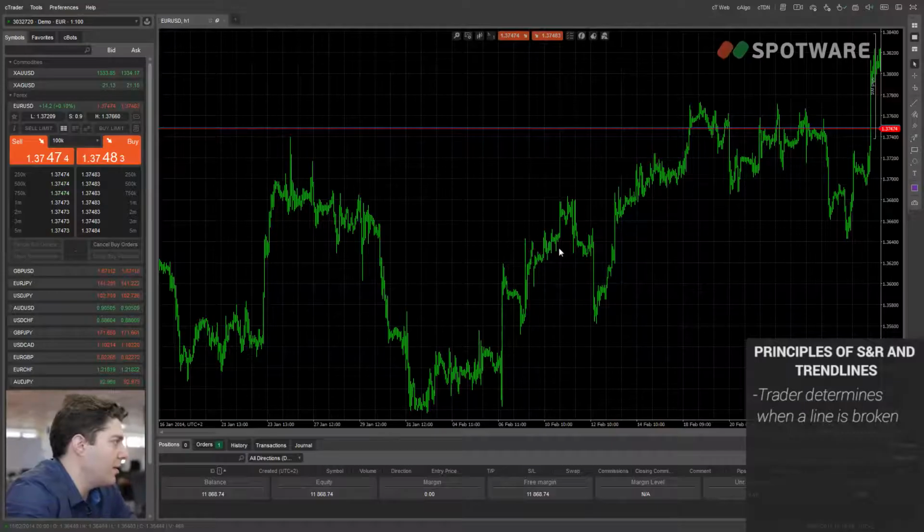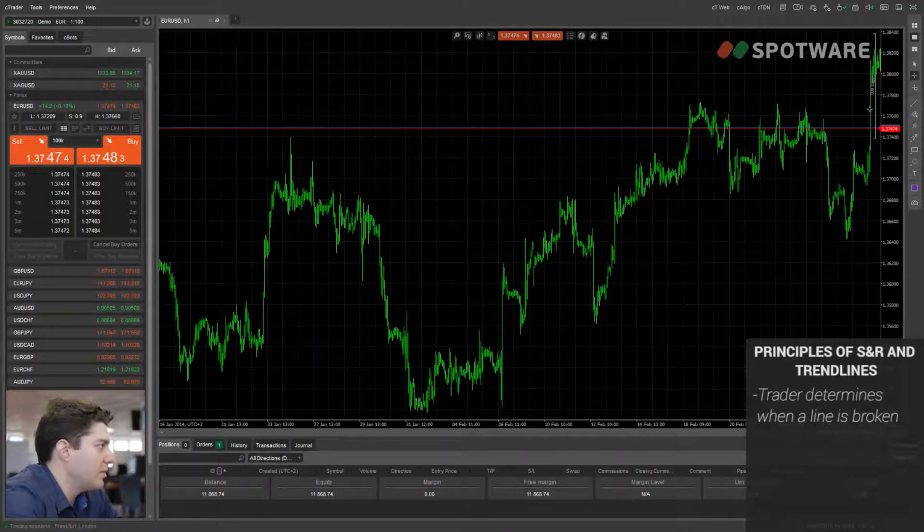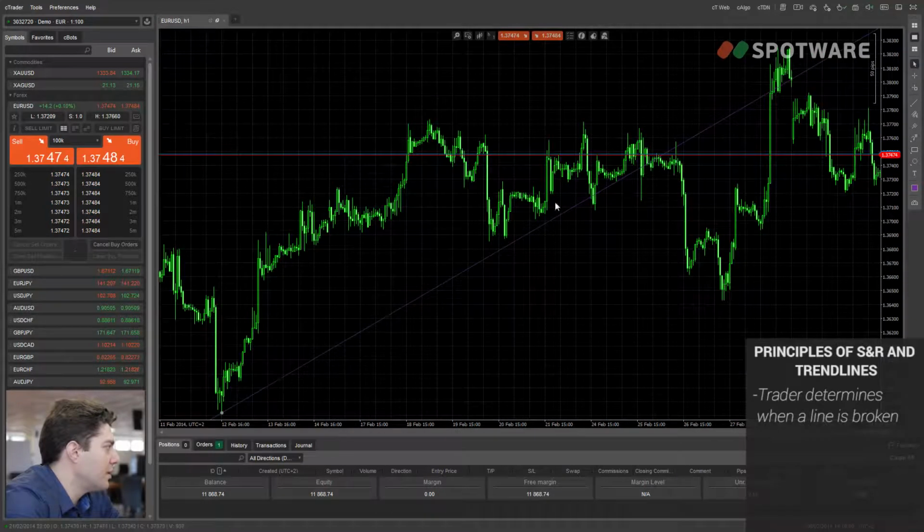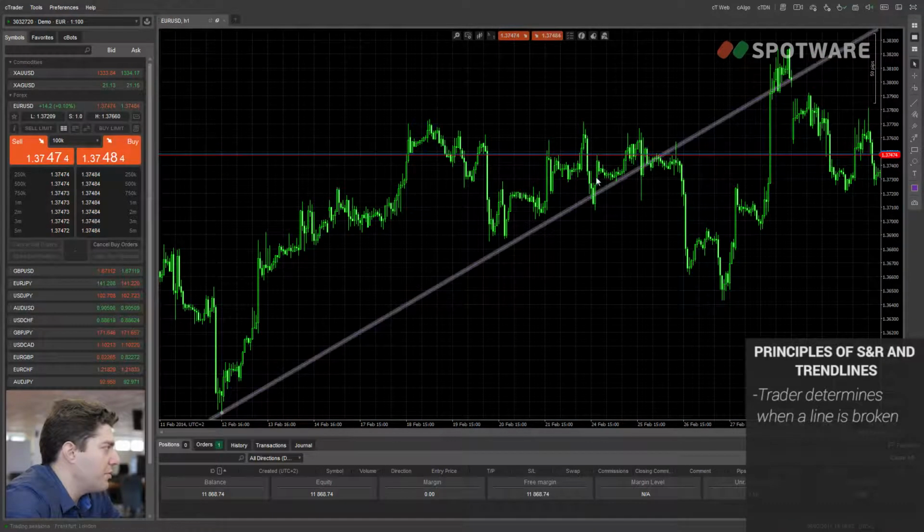Final principle, since we talked about breaking of lines: the breaking of support, resistance, and trend lines is usually up to the trader. I'm going to show you what I mean in cTrader. Let's draw this trend line again, and let's zoom into the price to the point that it breaks. So here you see that the trend line is tested.